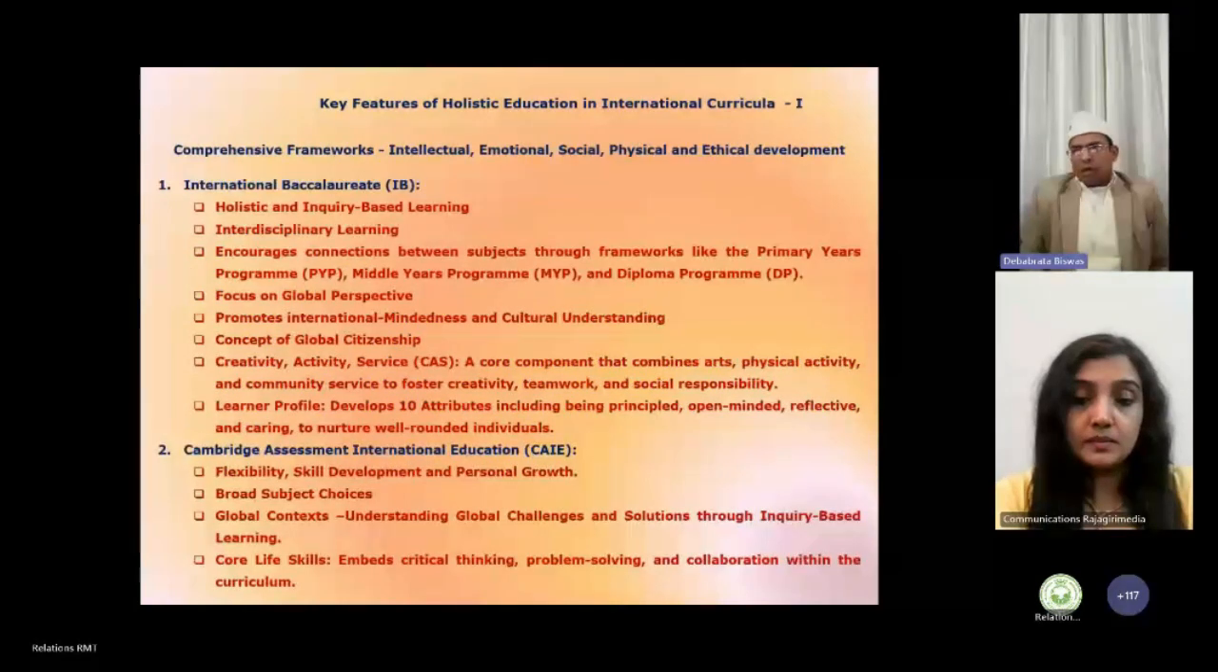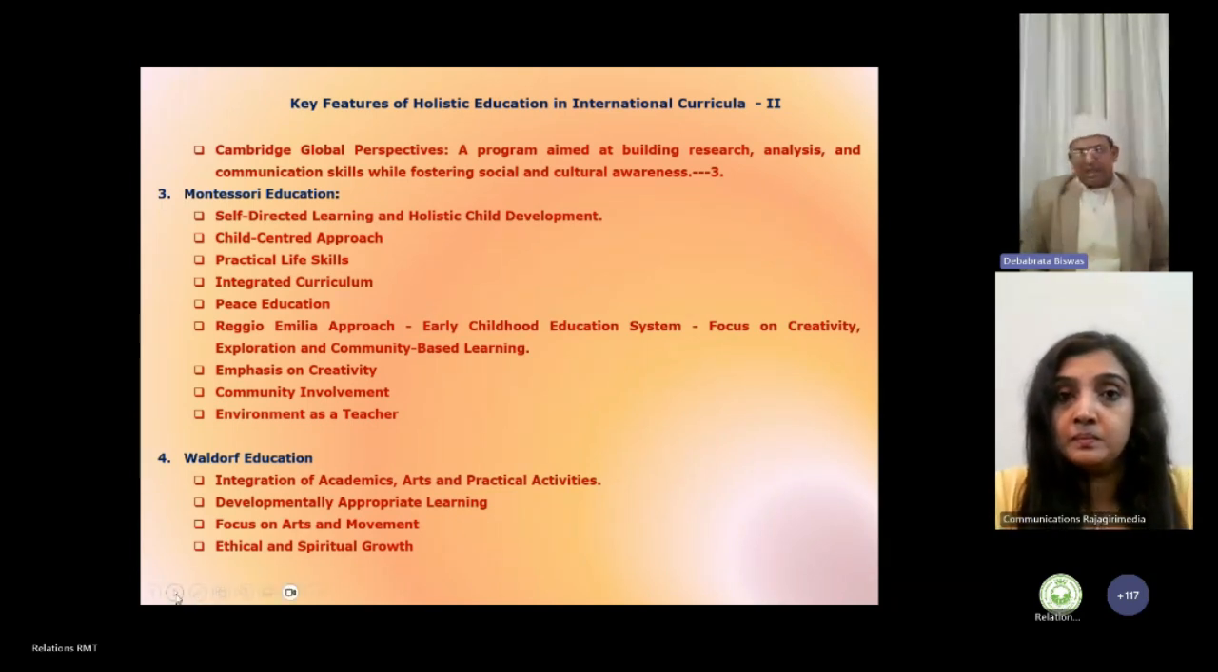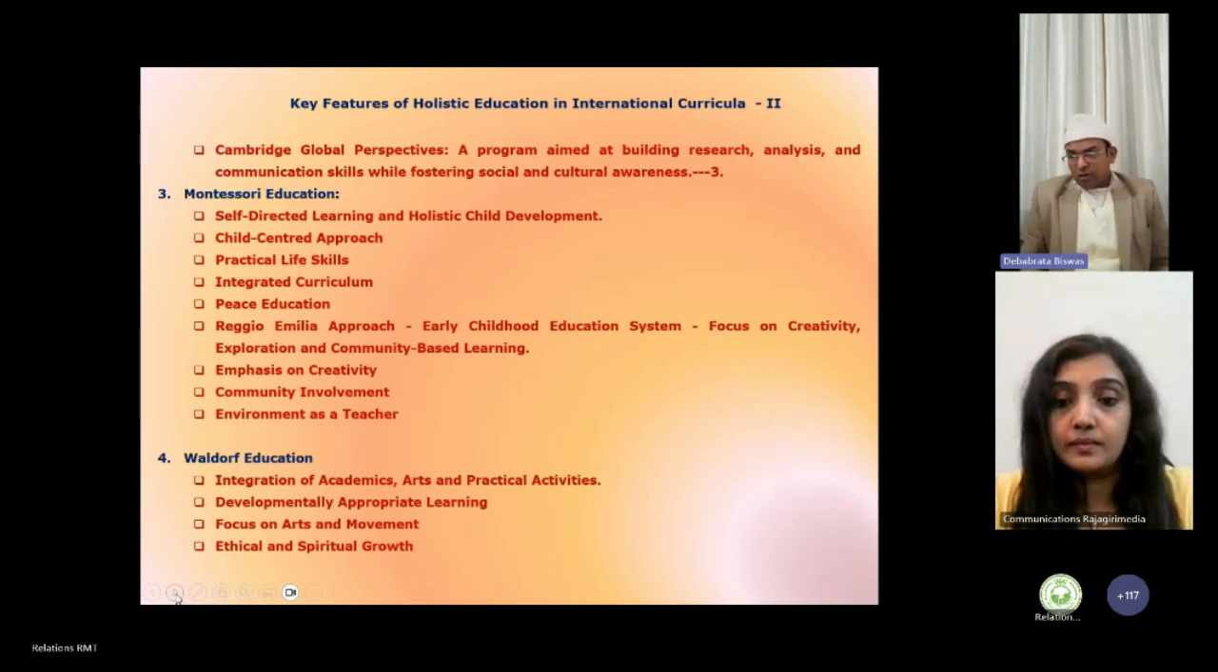And Cambridge global perspective. Next, Montessori education. We all know about Montessori: self-directed learning, holistic child development, child-centered, practical life skills, integrated peace education. This is very, very important, peace education. Then the Reggio Emilia approach, that is also focused on creativity, exploration, and community-based learning.